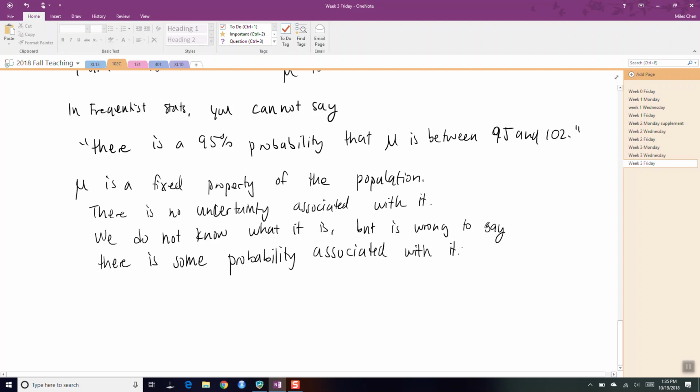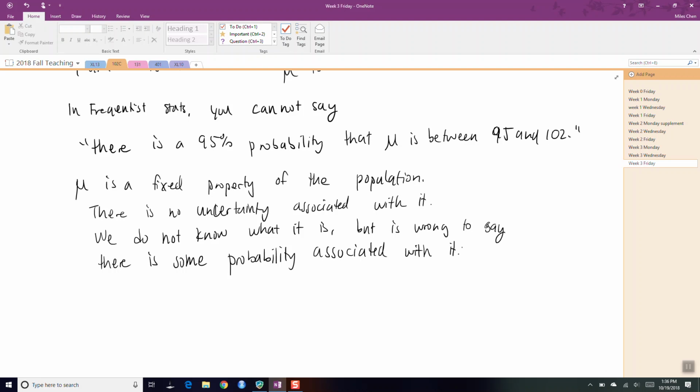Mu is either in this interval or it's not. There's no probability associated with it. That's frequentist statistics. And so the idea is, if we were measuring, let's say, a confidence interval for IQ scores, we could imagine a scenario where we freeze time and somehow measure everyone's IQ scores, and then we average everybody in the population's IQ scores and get some exact value. That would be the exact value of mu.